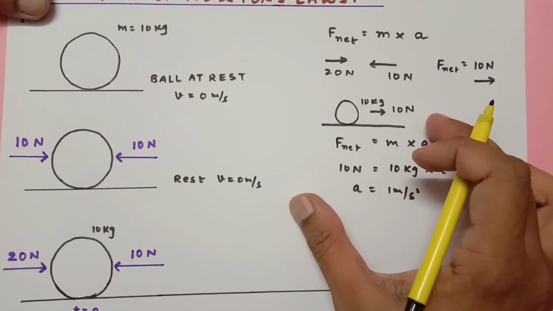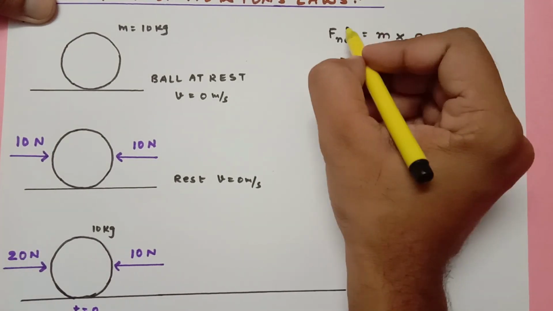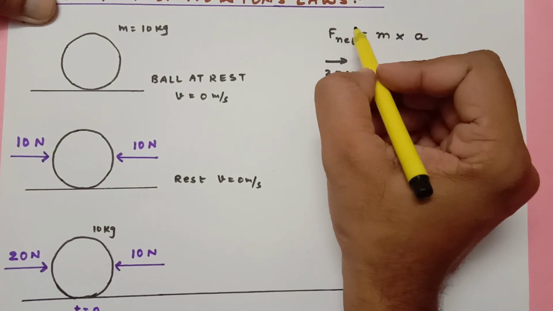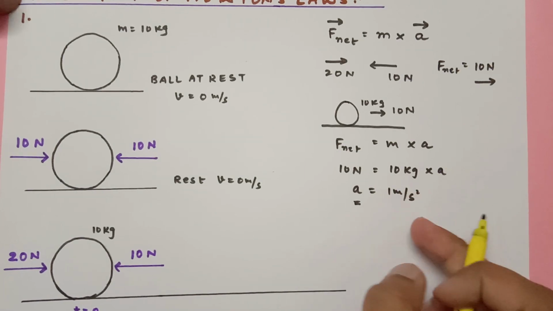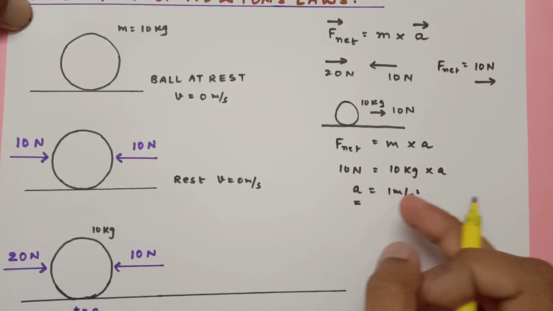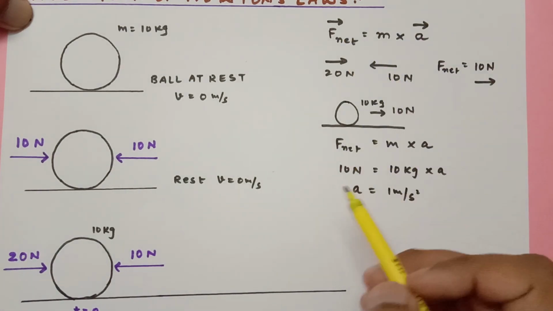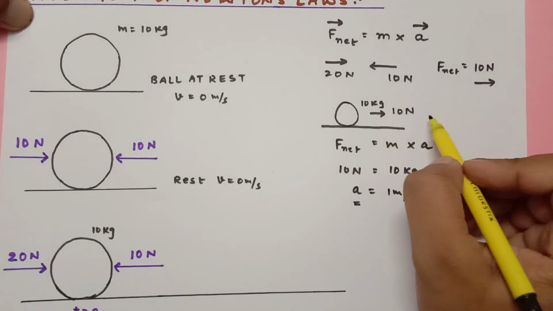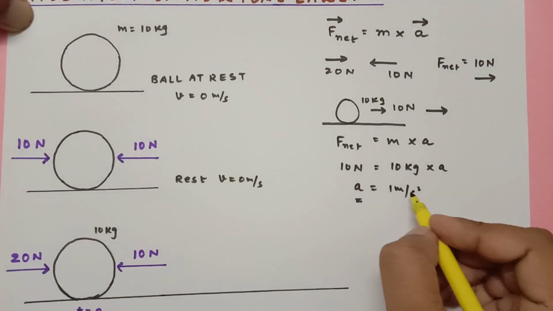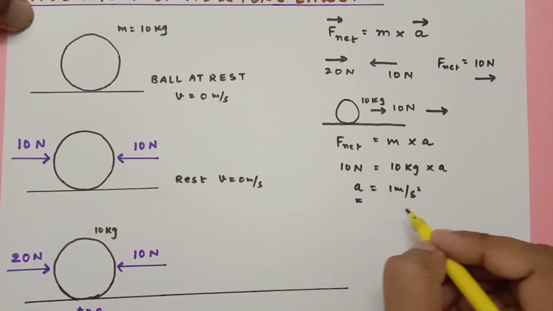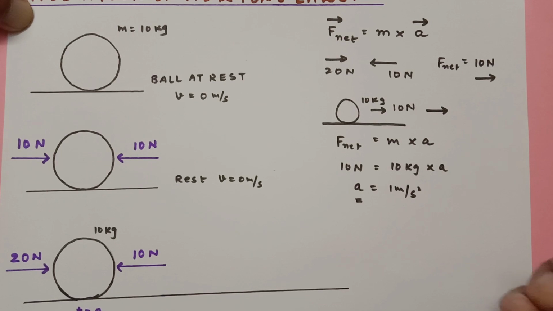I would also like to make a point that acceleration and the force have the same direction. So the direction of net force is the same as the direction of the acceleration. Now acceleration means the velocity of the ball will increase. But in which direction? In the direction of net force. So the ball will experience increasing velocity in this direction, and this means that the velocity of the ball will increase by 1 meter per second after every 1 second.